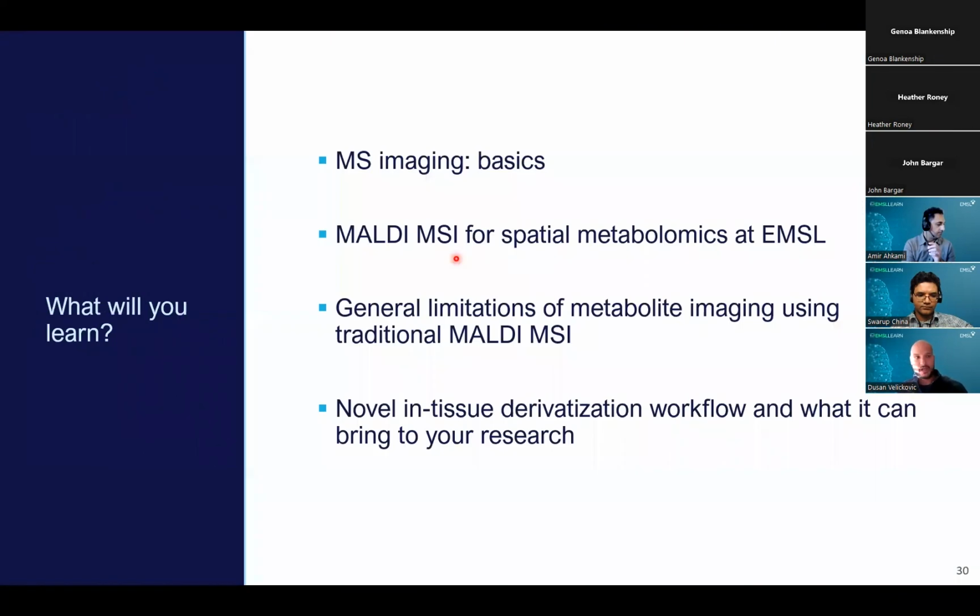This is just a short overview of what you will learn today. I will give you some basics of mass spectrometry imaging, and then about the most commonly employed mass spectrometry imaging for spatial metabolomics and molecular imaging, which is MALDI mass spectrometry imaging. Then what some general limitations of this approach are, why we needed to improve it and offer it in a better version, and what you can actually see with this new capability that we developed.